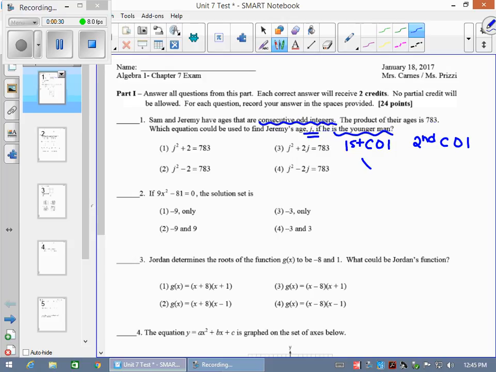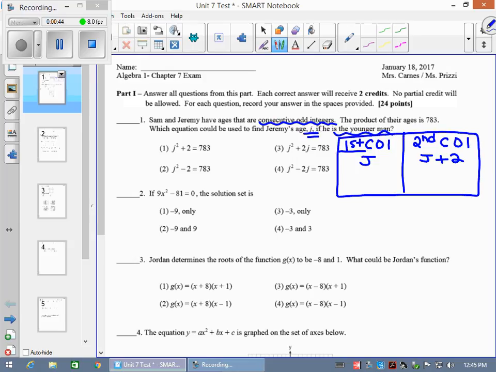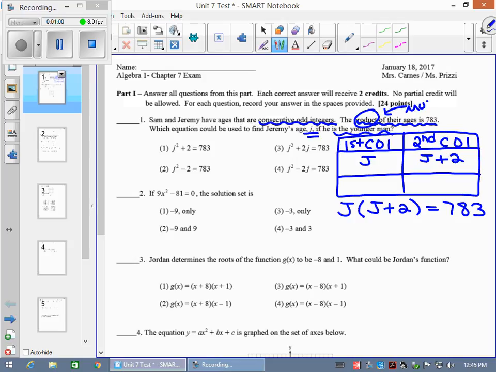I'm going to use x to represent the first, x would be what we would normally use, but they told us to use j, so we'll use j and j plus 2. Make my little consecutive integer chart. Okay. Next thing they tell me is that the product of their ages is 783. So if I take j and I multiply it by j plus 2, I set that equal to 783. Product tells me to multiply, and they tell me what that is equal to.